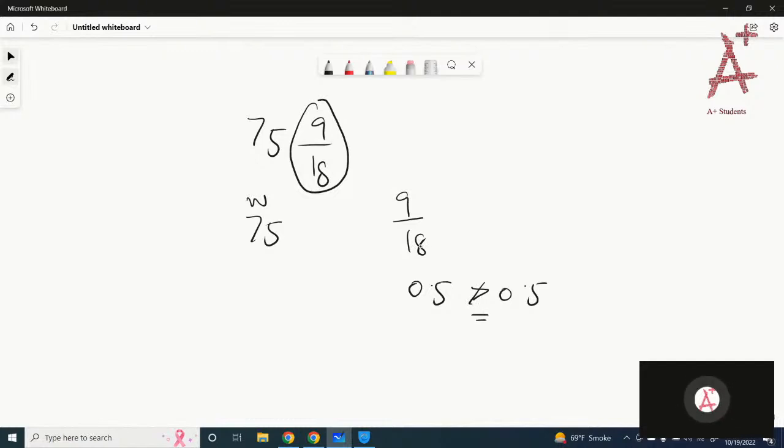No, they are just equal. That means you have to round up. Round up means add 1 to the whole number. Got it? So it would be rounded off to 76. Got it?